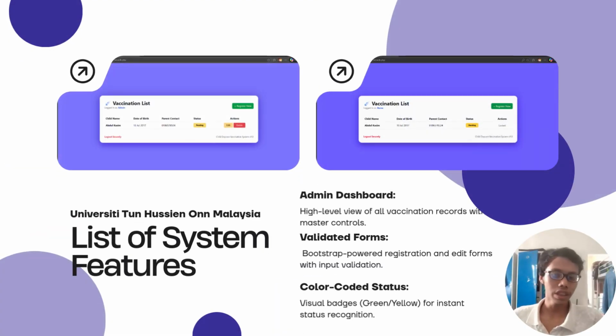So we have a list of system features here: admin dashboard, validated forms, and color-coded status. The admin dashboard is a high-level view of all vaccination records with master controls. The second one, validated forms, are Bootstrap-powered registration and edit forms with input validation. The third one is color-coded status, visual badges, green or yellow, for instant status recognition, which means green is approved or success, and yellow means pending.